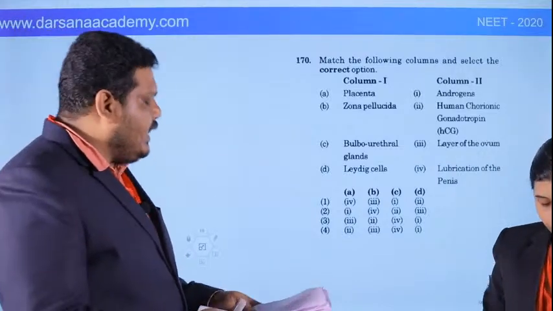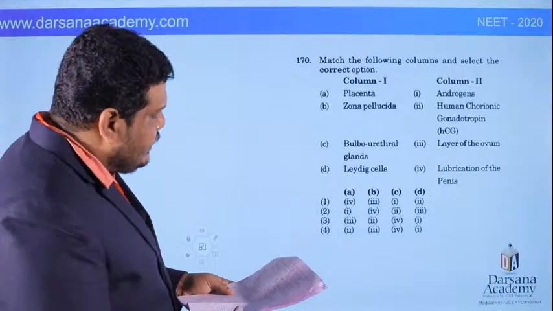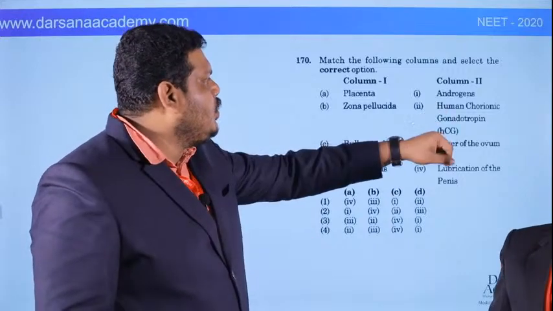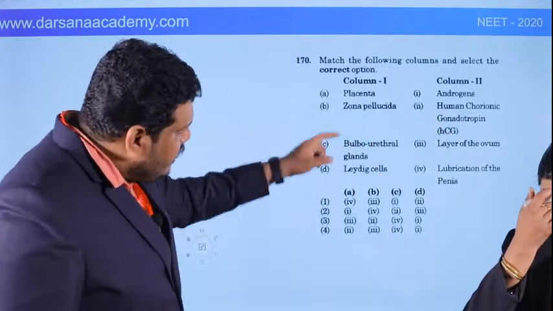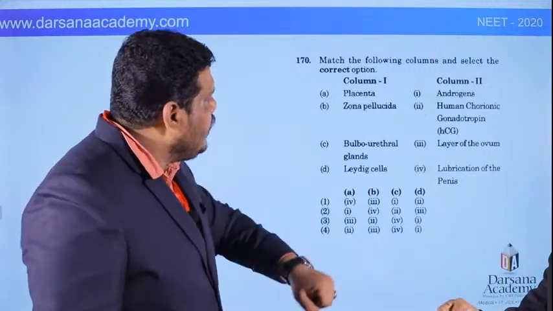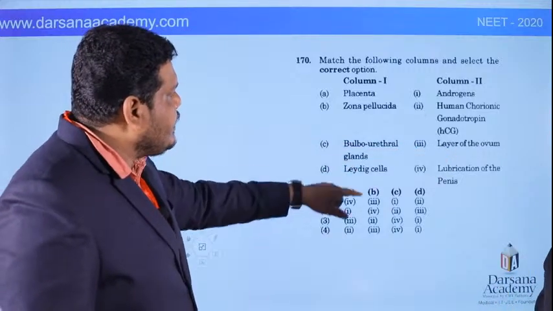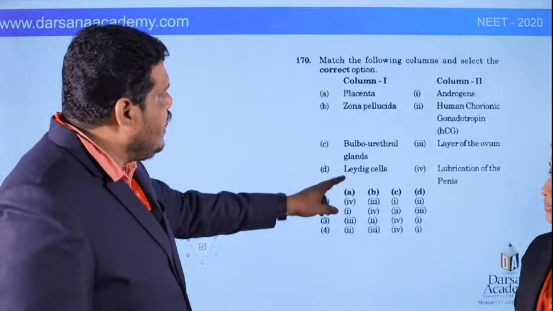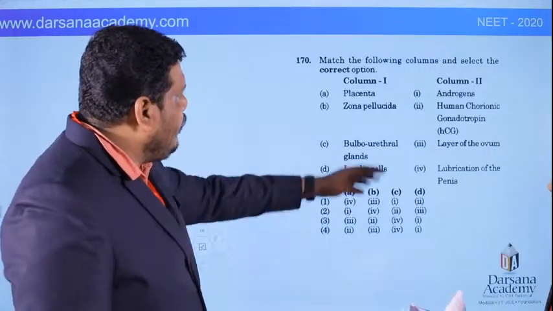Look at this one, the placenta. Placenta is connected with human chorionic gonadotropin, HCG. Zona pellucida is connected with the layer of the ovum. Bulbourethral gland is connected with the lubrication of the penis. And the Leydig cells, option D, is connected with the production of androgen.